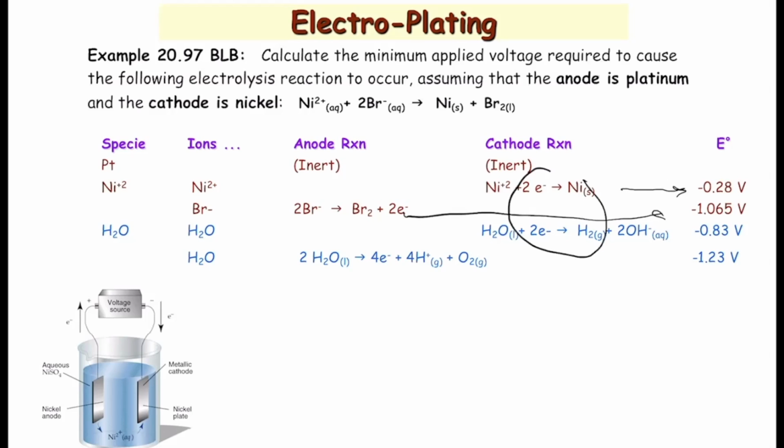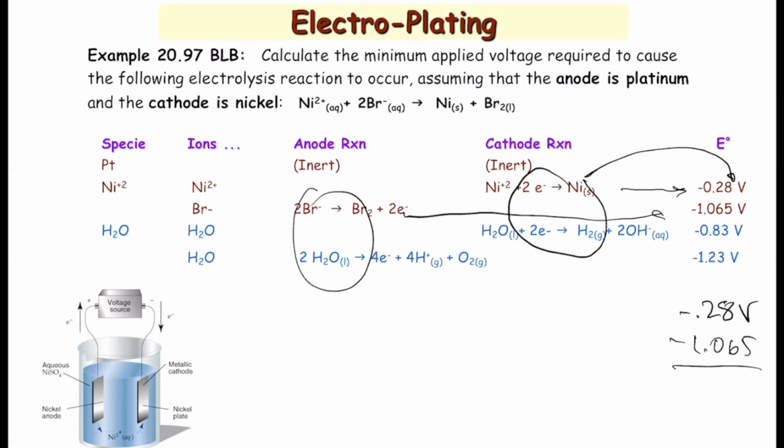These two are going to compete, which is the winner? Minus 0.28. These two are going to compete, which is the winner? Minus 1.065. So what is the reaction that's going to occur? It's going to be the oxidation of bromine and the reduction of nickel. Why? Because that's the path of least resistance. That's the path that is going to be the least negative.